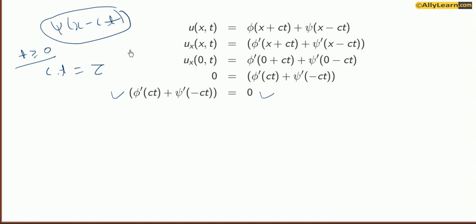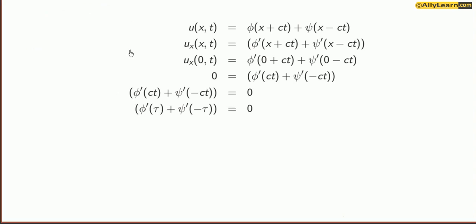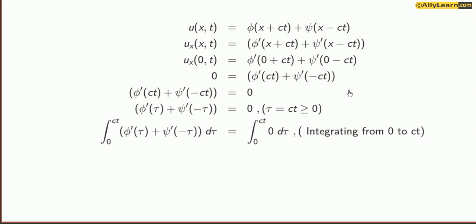to infinity. So the next step is that I am replacing c into t by tau, where tau is equal to ct, which is non-negative. Now next I will be integrating with respect to tau with limits from 0 to ct. Here, after integrating it from limits 0 to ct, I get this expression. Now after integrating this term, I will be getting phi of tau minus psi of tau with the limits from 0 to ct. And then I will be introducing the limits.